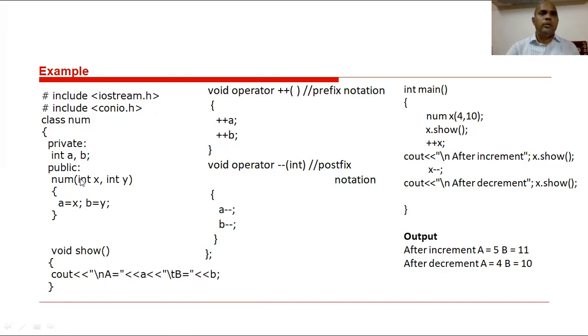Okay, next one is the constructor member function, Num(integer x, integer y), where a equal to x, b equal to y. Next one is void show. This method is used to display the a and b values.